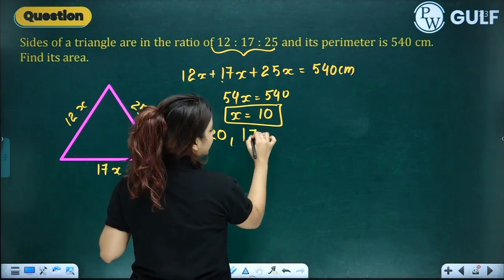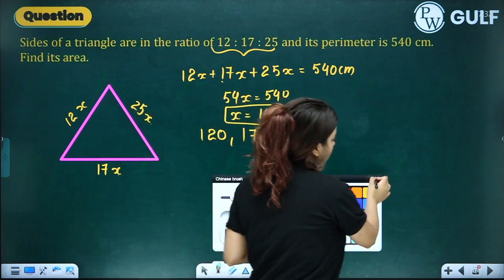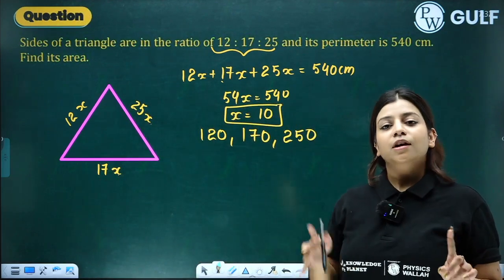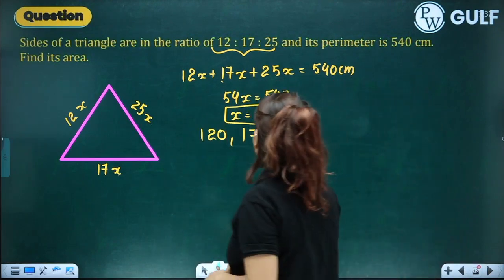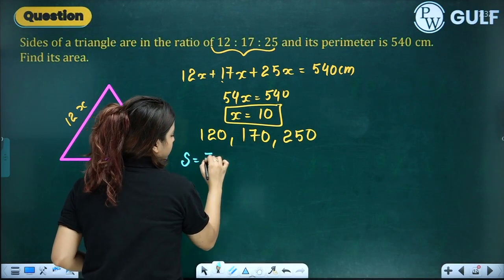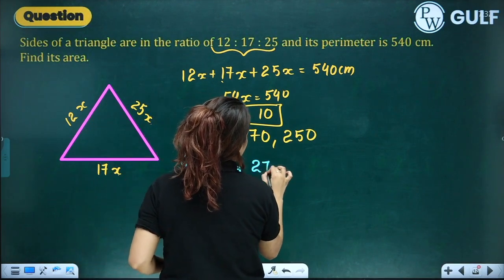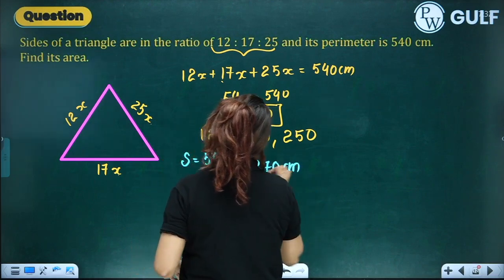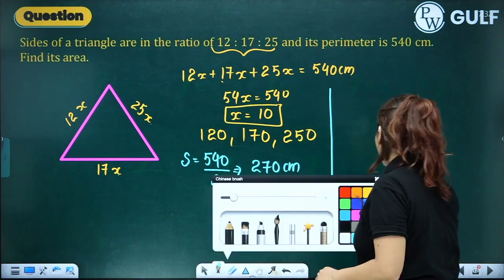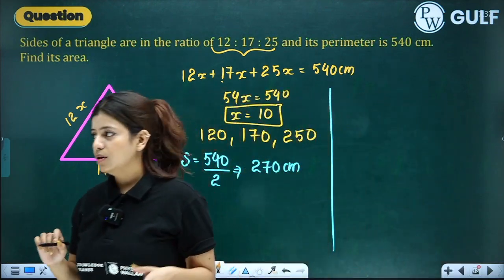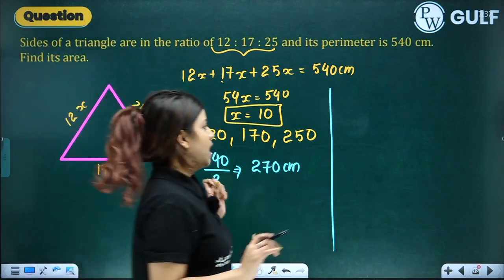120, 170 and 250. Now the very first thing that we are already given, that is the perimeter. So from that perimeter we have to calculate the semi-perimeter. So the semi-perimeter will be equivalent to 540 divided by 2, which is equivalent to 270 centimeter. Now with all this information that is given to us, we just simply put all the data in the formula, that is Heron's formula, and then we can simply calculate the answer for your area.